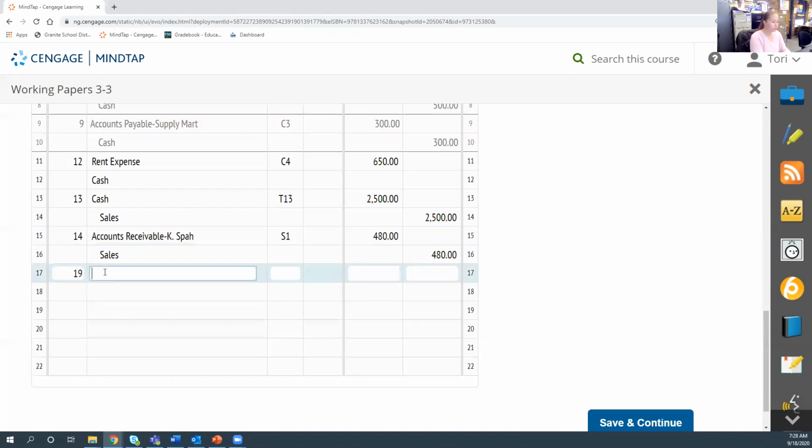19, we paid cash for an electric bill. Now remember, if it's electric, gas, or telephone, those all go into what's clumped as a utilities expense. So I paid with cash. If I already know that, I'm going to credit my cash. And I'm going to put utilities expense, C5 for 22.0. There we go.